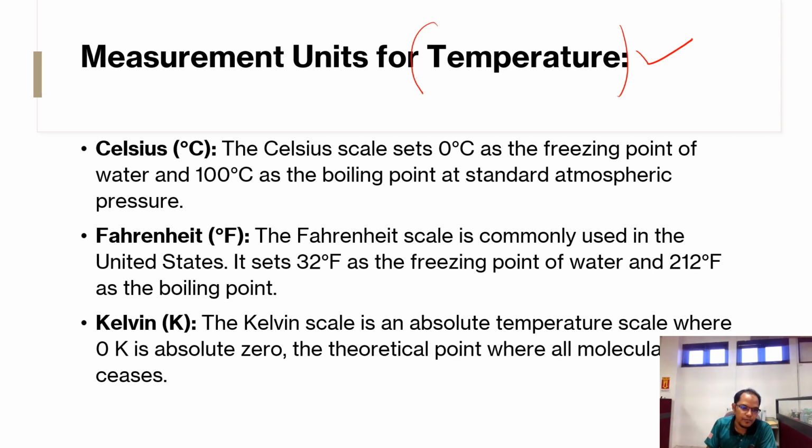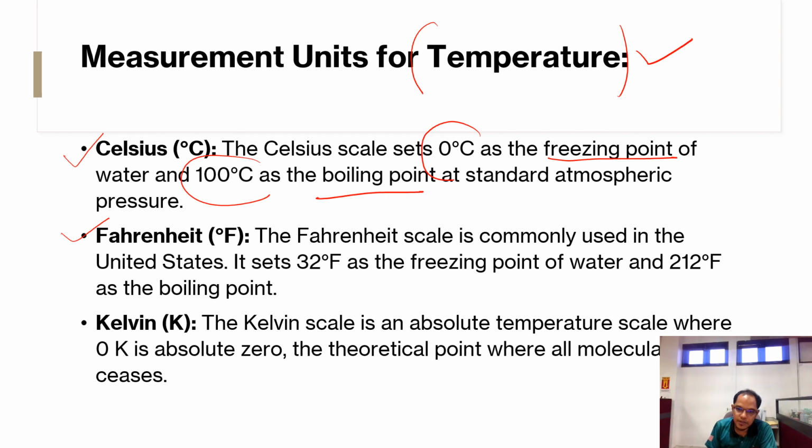Ada beberapa karakteristik lah kita nak cerita pasal temperature. Pertamanya, temperature punya unit ada 3 jenis lah biasanya. Celsius, which is degree centigrade. The Celsius scale sets 0 degree centigrade as the freezing point of water, and 100 degree centigrade for the boiling point. Kalau kosong ni freezing point, beku, at standard atmospheric pressure.